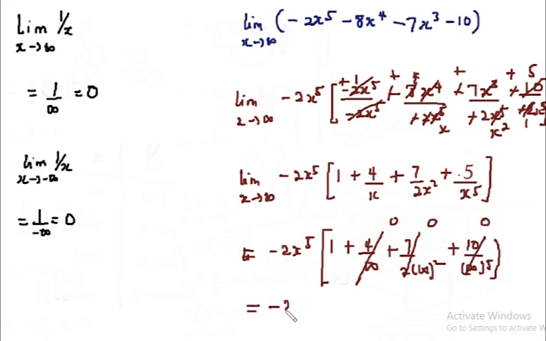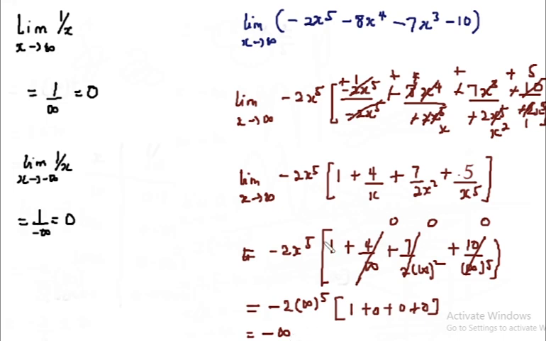So here I have minus 2. Remember, I'm supposed to plug in infinity to the power of 5. And then this is 1 plus 0 plus 0 plus 0. From here, I know that infinity to the power of 5 is still infinity, times minus 2, which is minus infinity. So minus infinity times 1 is still minus infinity.